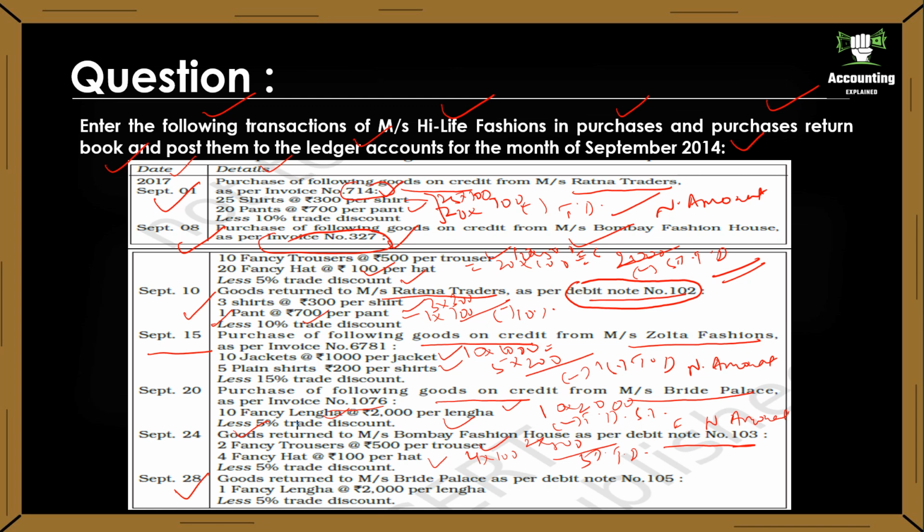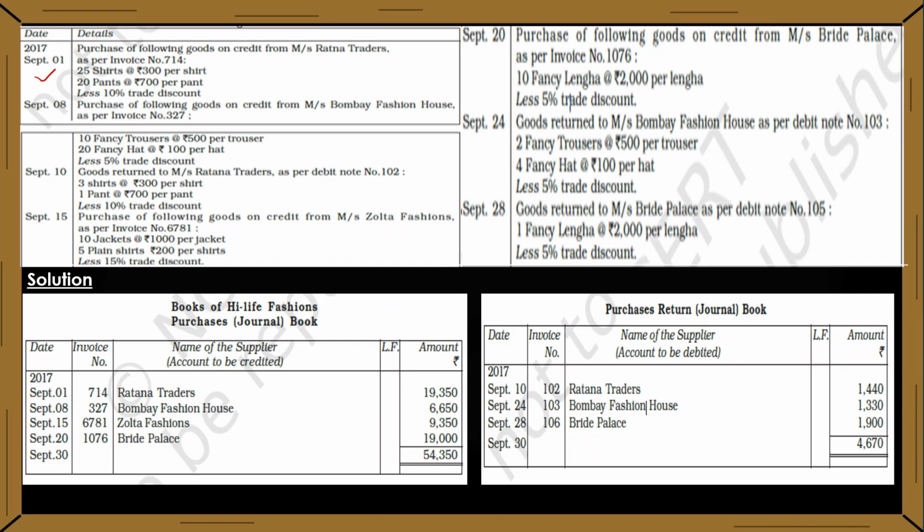On September 28th, goods returned to Messrs. Bride Palace as per debit note number 105. So debit note number 105 is our source document. 1 fancy lehenga at 2000 per lehenga. So 2000 rupees is the gross amount. On that deduct 5% trade discount. Net amount will be transferred to the purchases return journal book. This is our question. This is our solution.